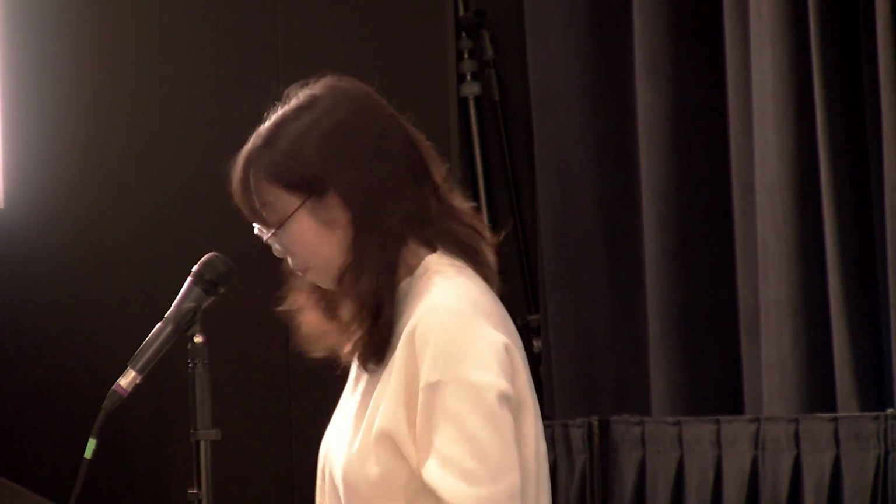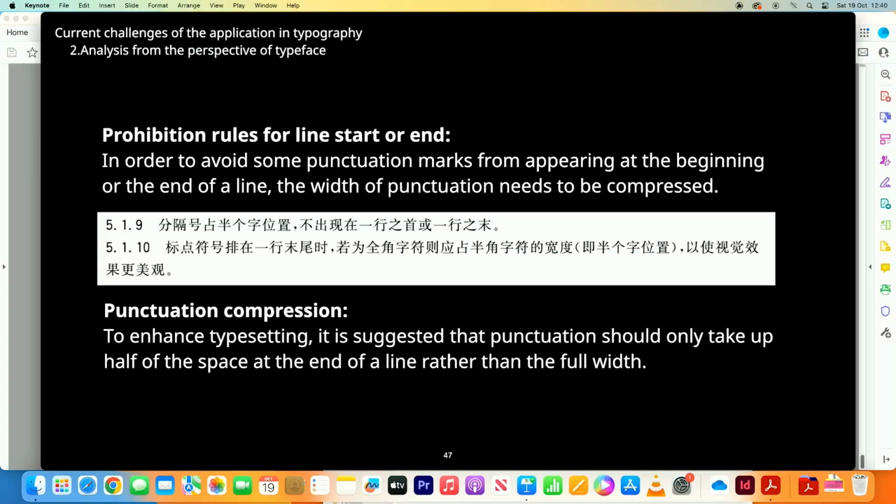So except the localization problem, type designers should also consider the placement of punctuation. Before explaining why, I'll introduce these two rules we need to follow. One is the prohibition rules for line start or end. It's just like some punctuation marks you can't use at the beginning of the line or the end of the line. And the second one is punctuation compression.